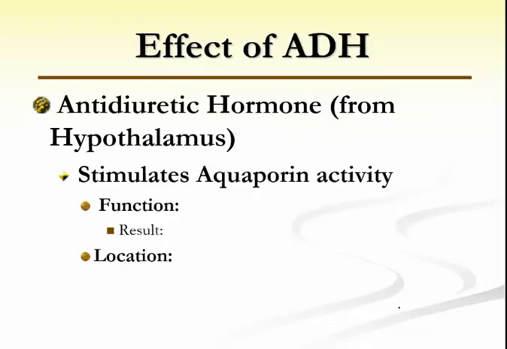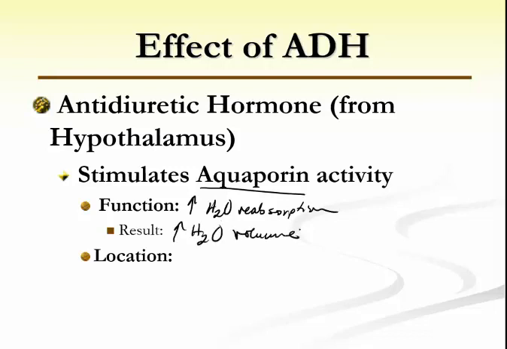Antidiuretic hormone comes from the hypothalamus and also has an action on the kidney, as we saw in the past in the endocrine system. This hormone actually stimulates the production and insertion of aquaporin in the plasma membrane of the collecting duct cells. And the aquaporin is to increase water reabsorption. And so the result is an increase of water volume in the bloodstream. So same effect that we saw with aldosterone, but different hormone acting in a different way in the kidney. And this happens primarily in the collecting duct.